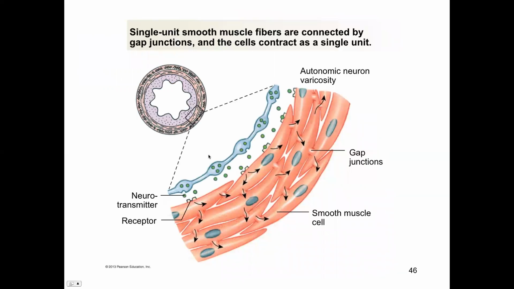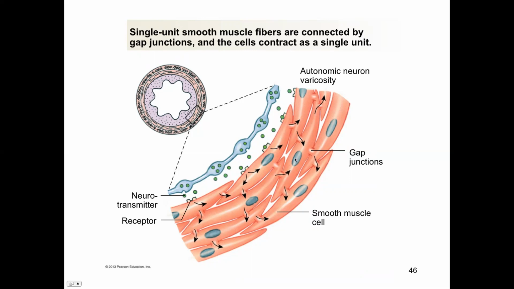Now, when we have the neurons interacting with these muscles, there's different types. There's single unit smooth muscle and multi-unit. So what's happening here? Here we have our lumen, and here we've got this neuron that has these varicosities, we call them. There are these bulbs all along the length where it's interacting with the muscle cell, and it's going to be releasing a neurotransmitter.